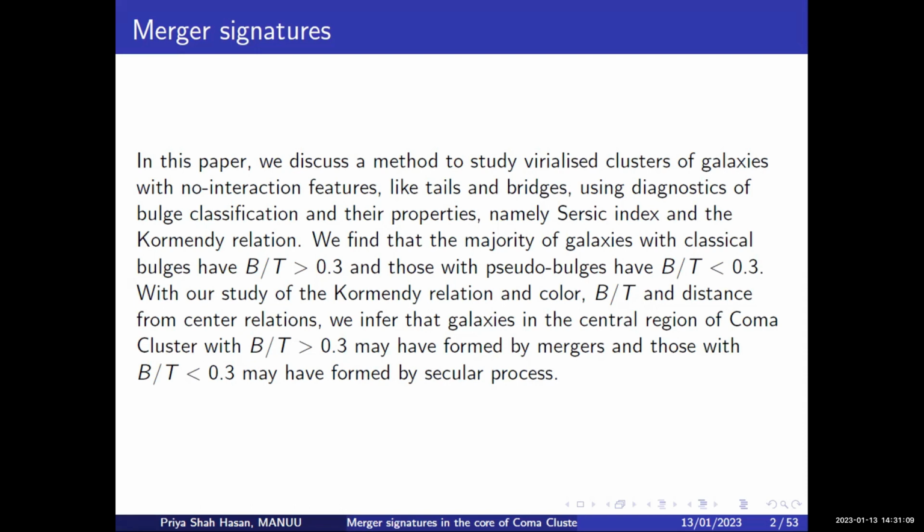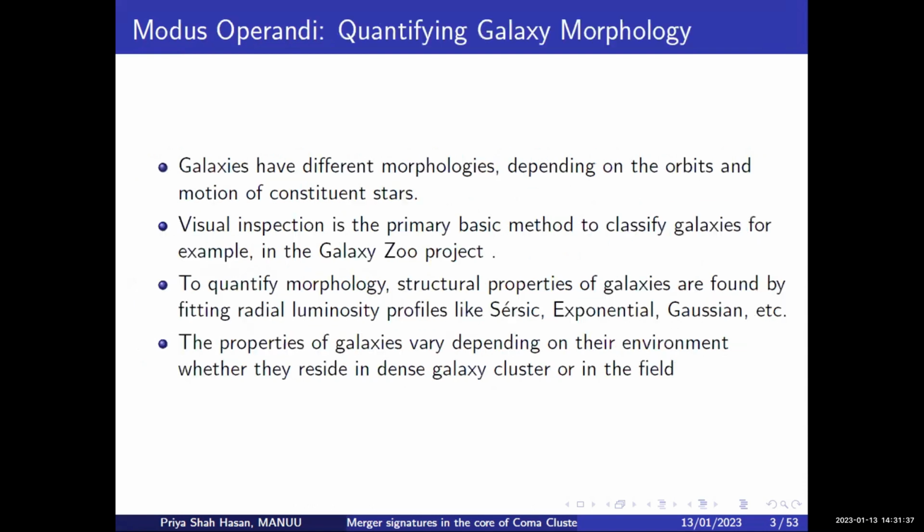What we found for our sample is that for the majority of galaxies, the ones which have classical bulges, and that's what we're defining here, they have a bulge-to-total ratio greater than 0.3. Pseudo bulges are less than 0.3. We also had the Kormendy relation, etc. And we found that for Coma Cluster, those with B/T greater than 0.3 must have formed by mergers, while those with less than 0.3 probably formed by several processes. This is the crux; I'm going into the details now.